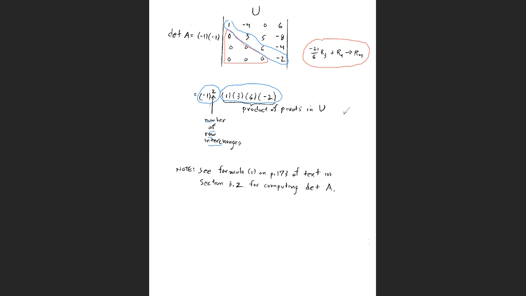And there's a formula on page 173 in the text for computing the determinant of A that's used by most computer programs. I'll show you the formula in a minute, but that formula is really exactly like what we did here. So I wanted to compute the determinant this second way because that's how computers do it. But let me give you a moment to catch up here.